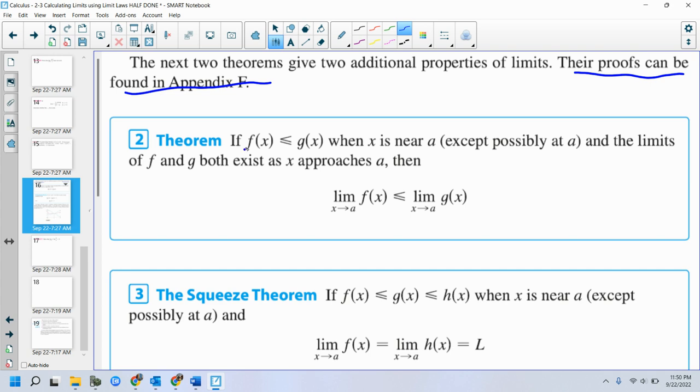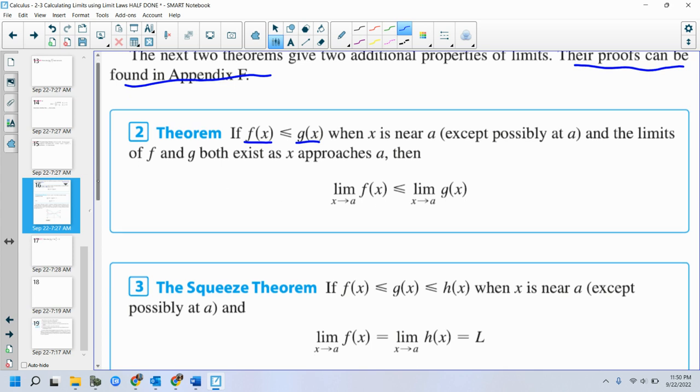If I've got two functions, one vertically, and again, because these are the outputs, one vertically underneath the other, when x is near a, and this is the whole idea of being near and not at, and the limits both exist, then the limit as x approaches a of f of x also has to be vertically underneath the limit as x approaches a of g of x. So if the functions are underneath, then the limit is underneath. Now, conversely, I could just go backwards with that too. I could say greater than or equal to if I really wanted to.